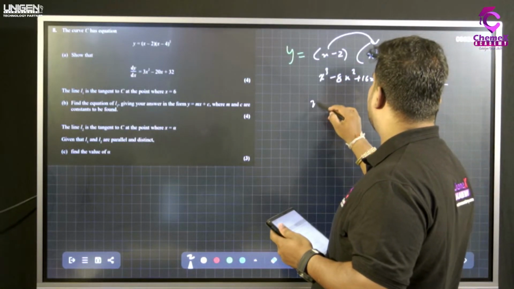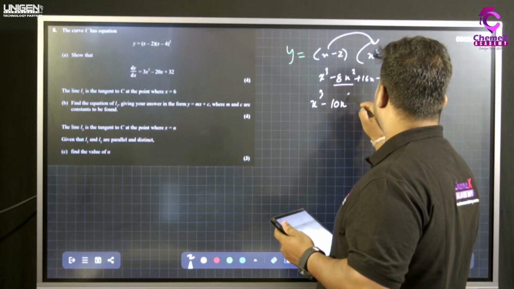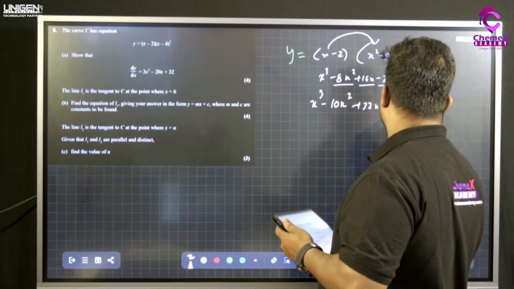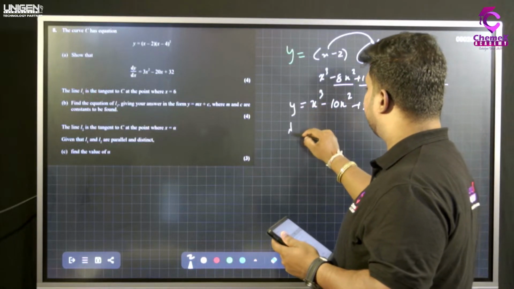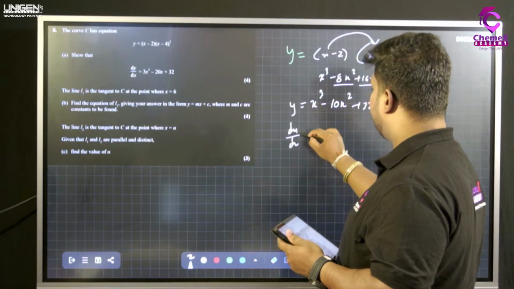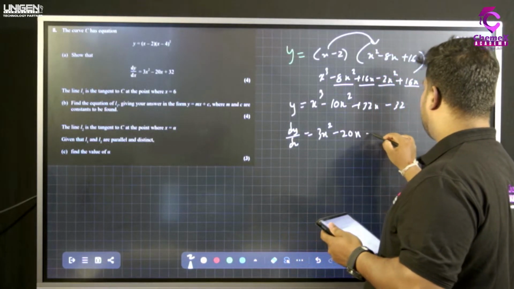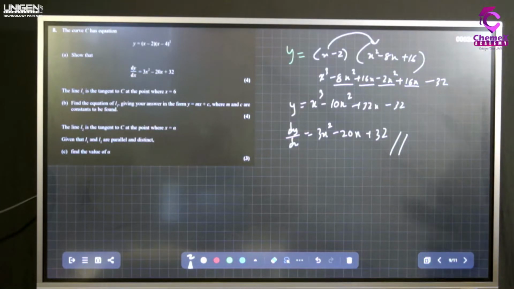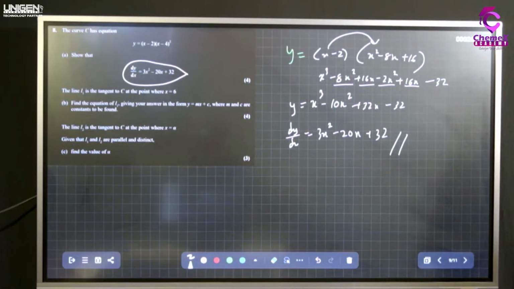Then x cubed minus 10x squared plus 32x minus 32. Then differentiate: 3x squared minus 20x plus 32. You got the same exact thing as what is there, right? So no doubts with that, right?